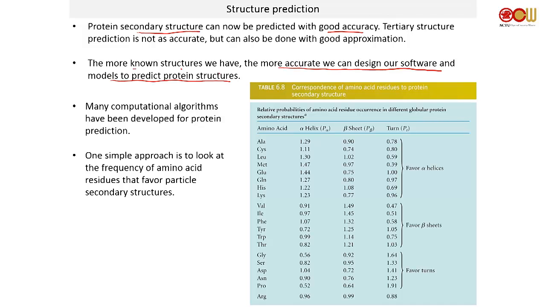What you can see is that some amino acids, these guys, favor alpha helix, because the probability of alpha helix having these amino acids is higher than beta sheets, higher than turns. Similarly, you have these guys that favor beta sheets. These guys favor turns. So based on the amino acid sequence, you can already know that some residues like alpha helix, some like beta sheets.